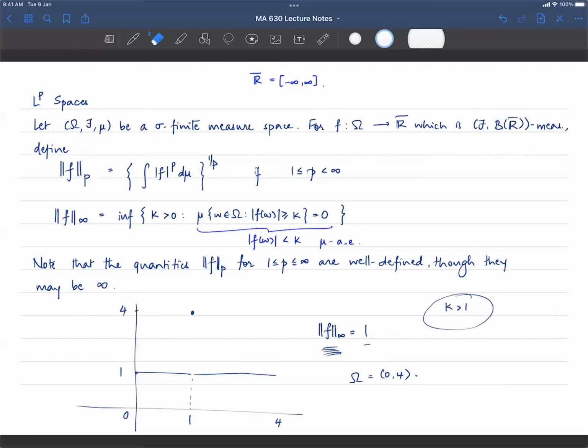Anyway, I hope this clarifies what this infinity norm is. It is not the largest value the function takes. It is the smallest. That smallest is also false. It is the infimum of all values k such that the measure of the set where the function is bigger than k is 0. Anyway, the claim is that these quantities are well defined, though they may be infinity.